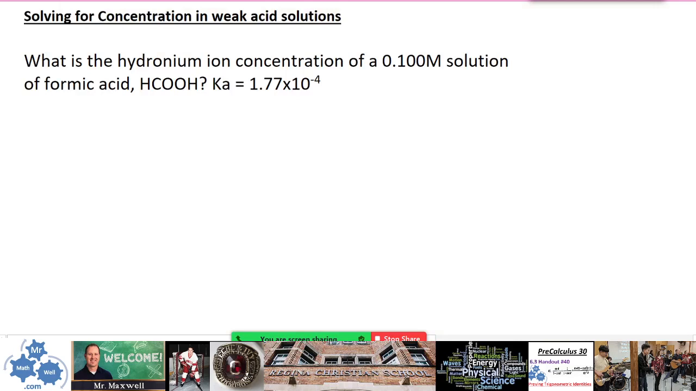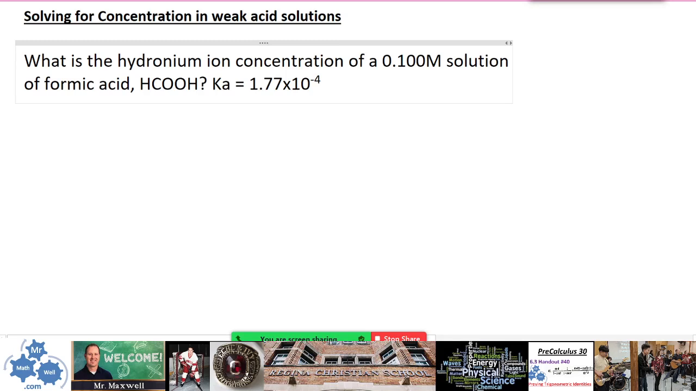Okay, so here's a question where we're going to solve for concentration in a weak acid solution. So we have a weak acid of formic acid here, and we have a Ka. Now this Ka is right on the cutoff line, really, of what is sort of strong and what is weak. Is this producing a lot of ions in solution? Is it producing a very small amount? This is right at the cutoff line.